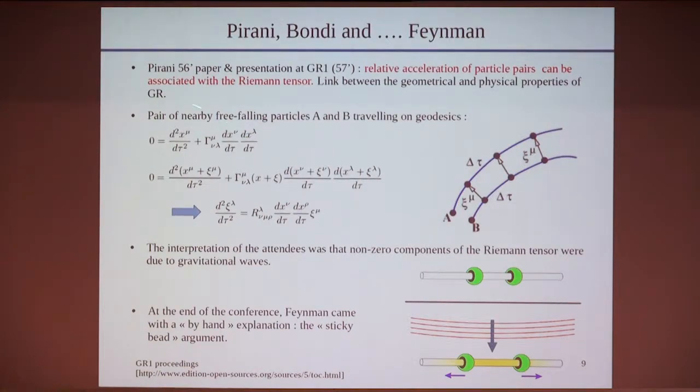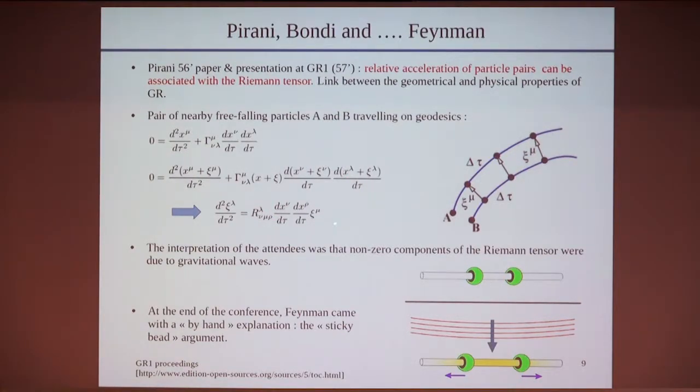So here you have the geodesic equation. And you will consider two particles following two geodesics separated by a vector xi, a small distance. And so you have the geodesic equation for the two particles moving on their geodesics. If you do the difference, and you do a little bit of calculation, you obtain this formula, which is the geodesic deviation equation that relates the second derivative of the vector xi to the Riemann tensor.